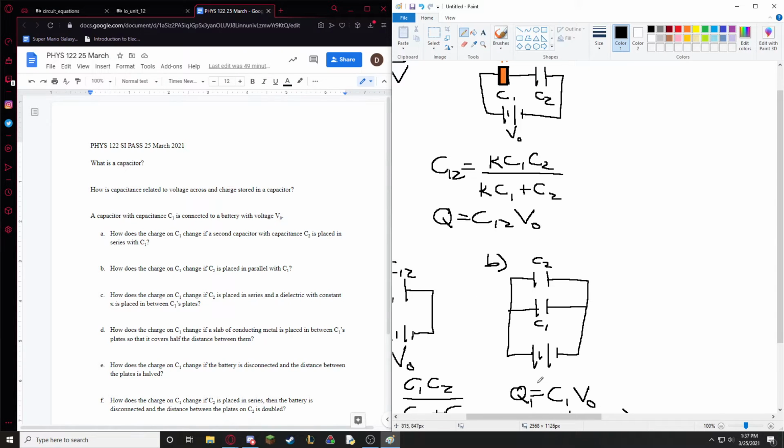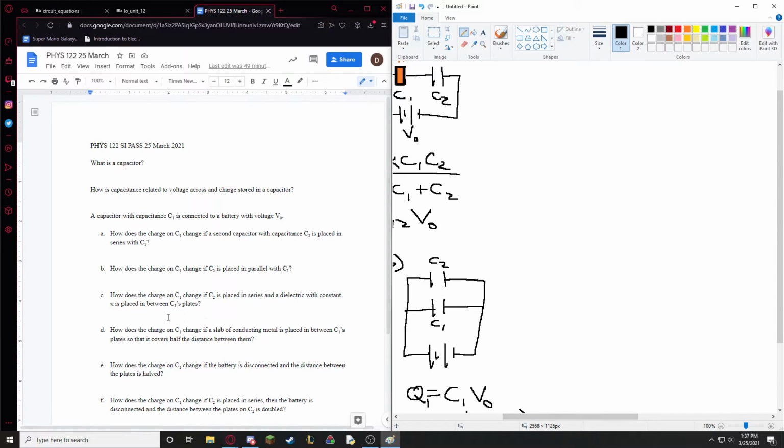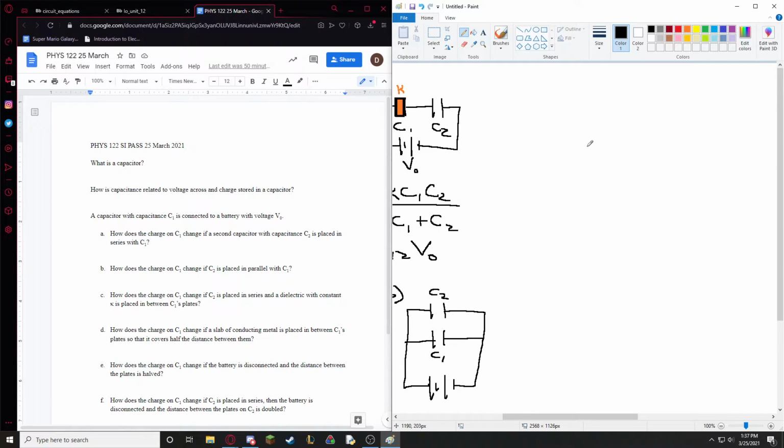All right, so let's hop into the next one. How is the charge in C1 going to change if a slab of conducting metal is placed between C1's plates so it covers half the distance between them? So essentially we have our battery, we have our capacitor, and then we have a conducting slab that covers the distance about halfway between them. Let's make it gray. Why not?